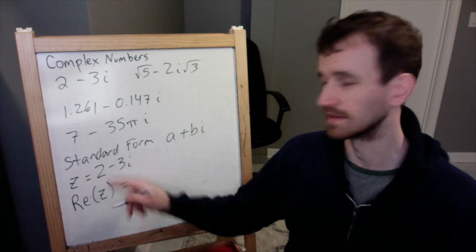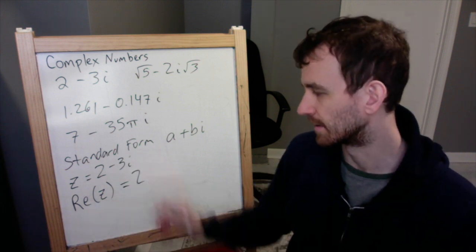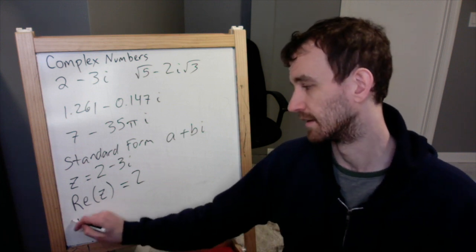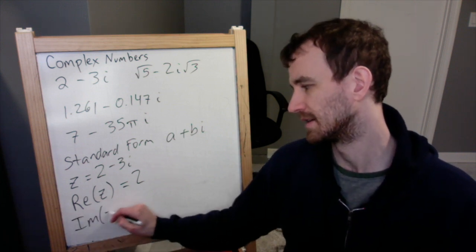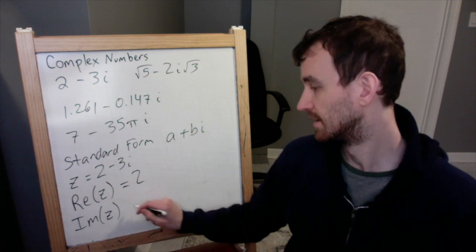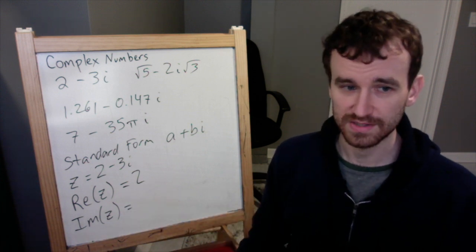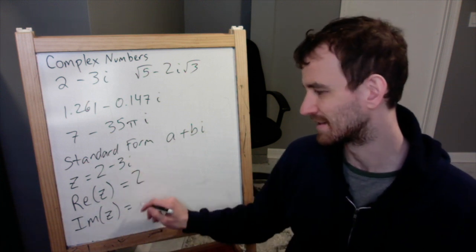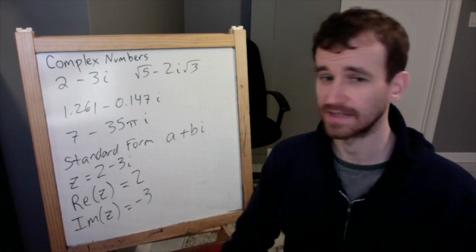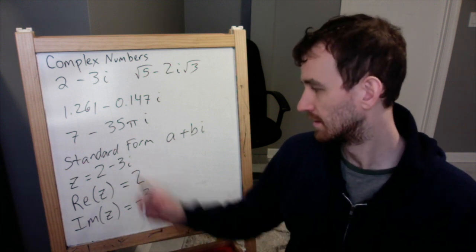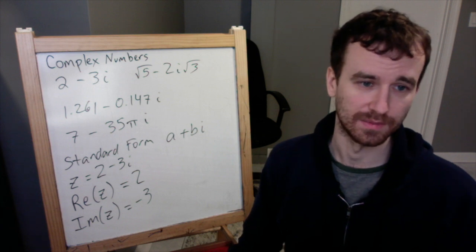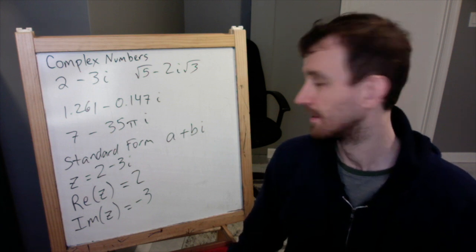Well, the real part is just the part that doesn't have an i attached. So the real part is 2. And then the other part of it, the imaginary part of z, is just the imaginary part. So it's whatever's attached to the i. It doesn't include the i itself. You just list the coefficient on the i, the number that's connected to it.